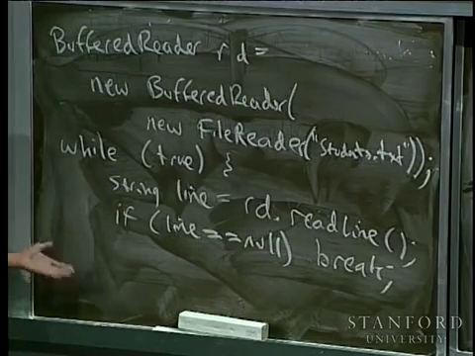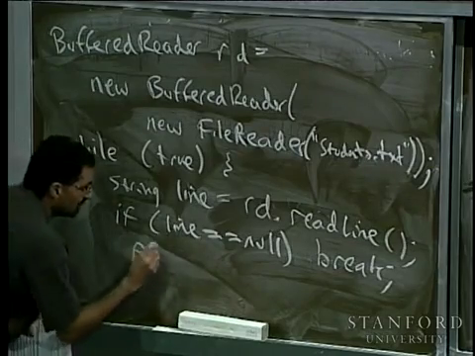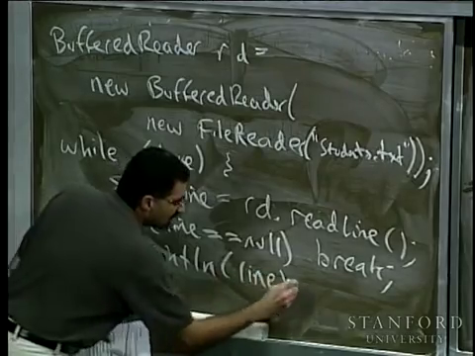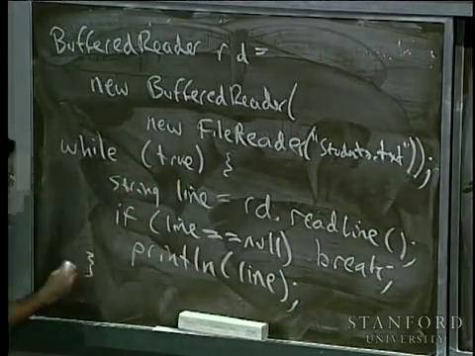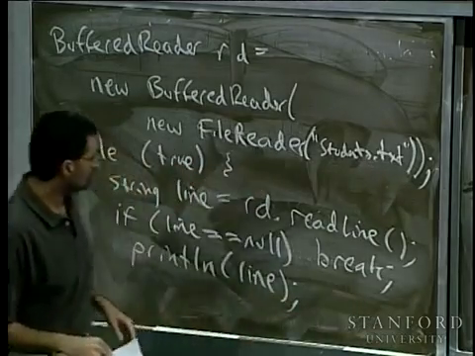So all this code is going to do is take some file, read it line by line, and print every line to the screen. And since every line is just a string, I can just do a println of line, and that will write it out to the screen. Okay? So any questions about this?